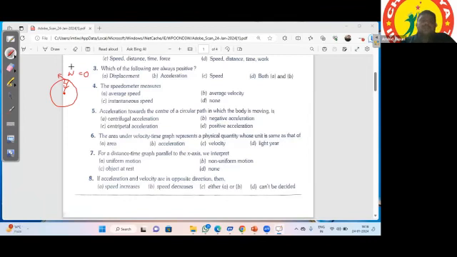So that means the centripetal force cannot accelerate the object. It cannot increase the speed, but it can change the velocity only. It can just change the direction of velocity. It cannot change the speed. The centripetal force cannot change the speed.